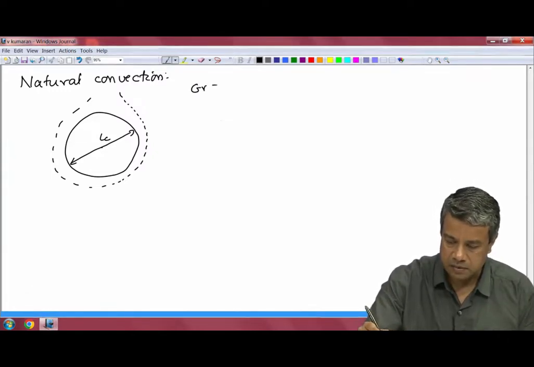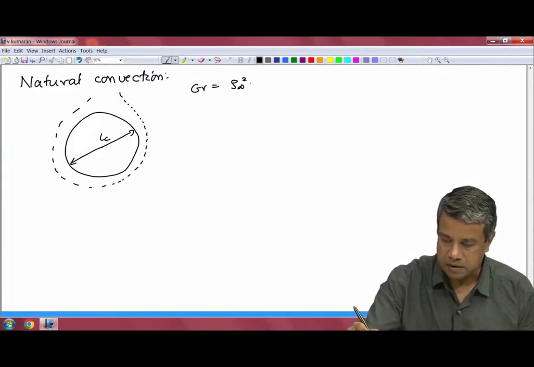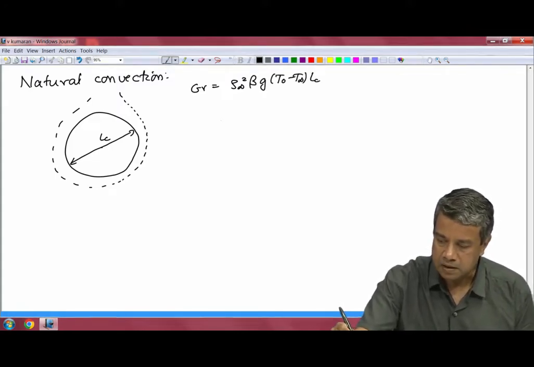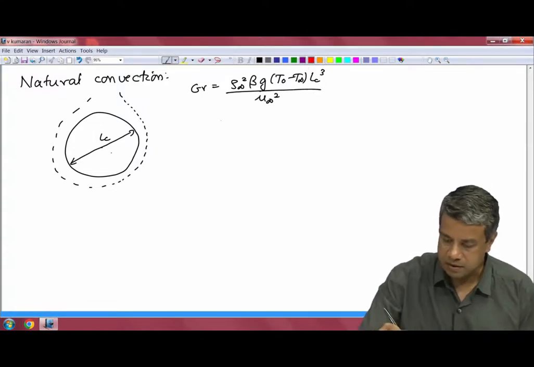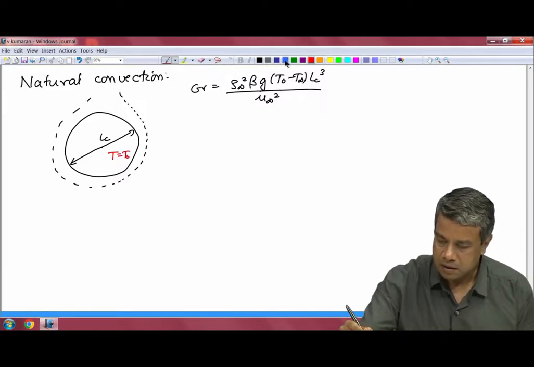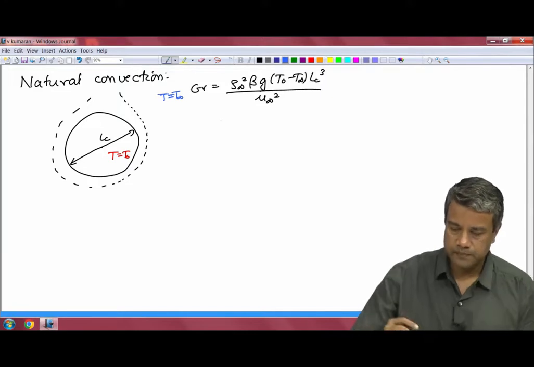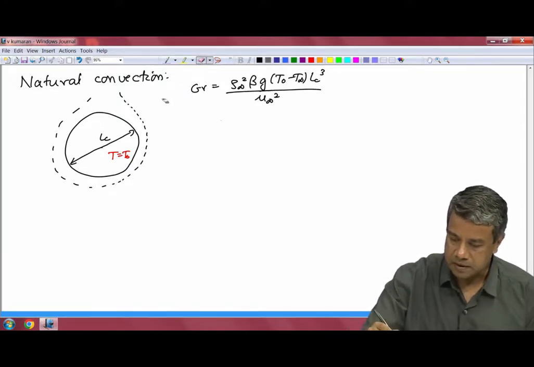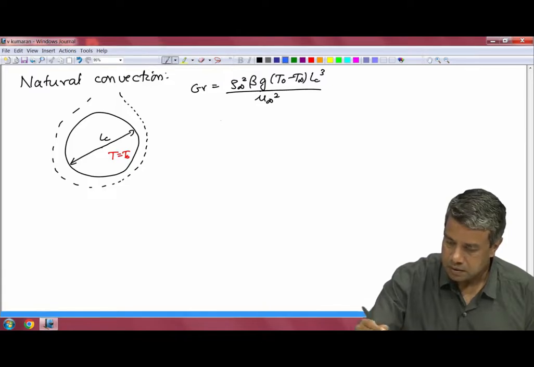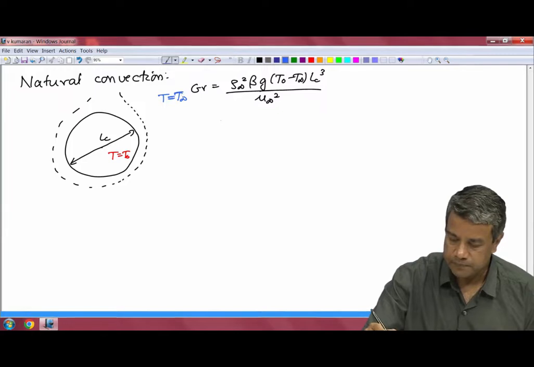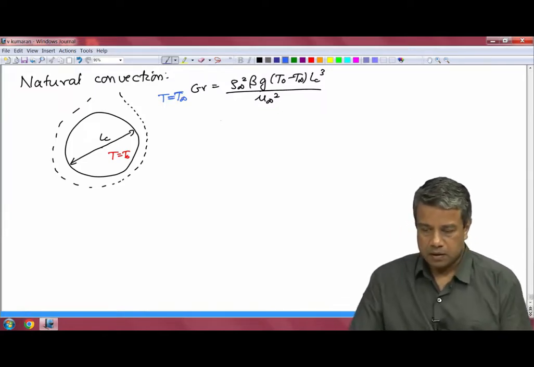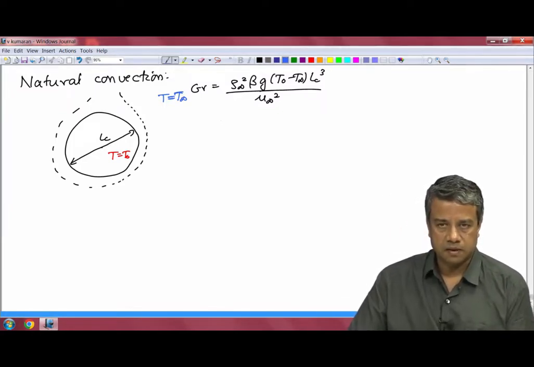One was the Grashof number, which is equal to rho infinity square beta g into T naught minus T infinity LC cubed by mu infinity square, where the surface temperature of the object is T equals T naught. The temperature far from the object is T equals T infinity. And beta was the thermal expansion coefficient.